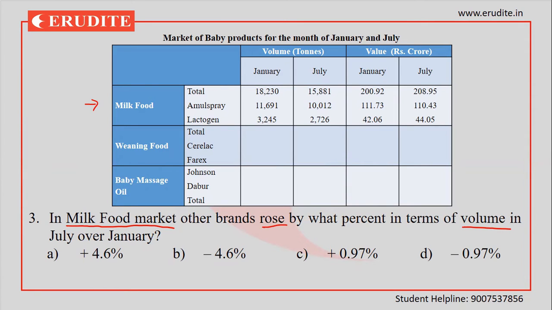Whenever it is volume, definitely value is not a requirement. Remove value from your mind. So volume is a requirement. July over January. That means from January to July, these changes rose by what percentage in terms of volume. So other, in this case, how much? From here it is moving to how much? This is our requirement. Let us try to calculate mentally.